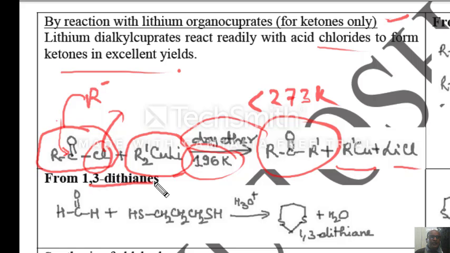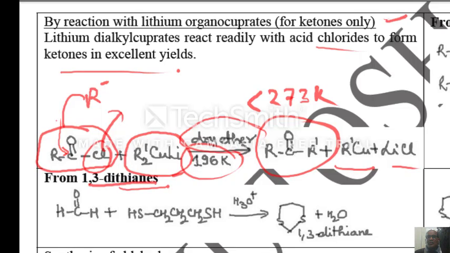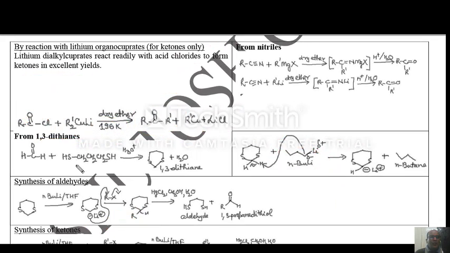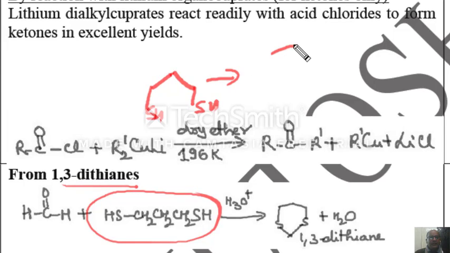Now, how do we prepare from the 1,3-dithianes? In order to know about it, we first need to know what 1,3-dithianes are, right? So we have a starting material something like this. I redraw it. So it is 1, 2, 3. So we have three carbons, and then I draw it like this, SH, SH, okay? And if I get it converted into this form, right? So this becomes a 1,3-dithiane.